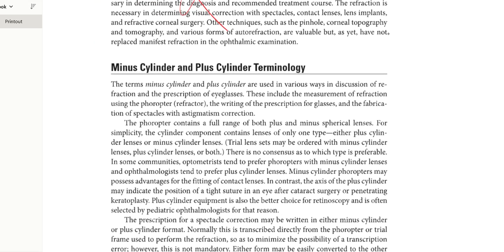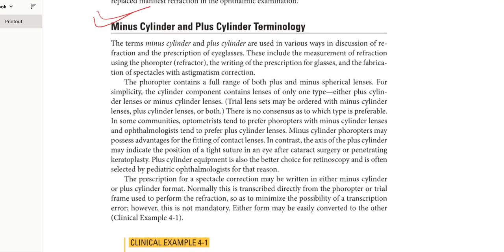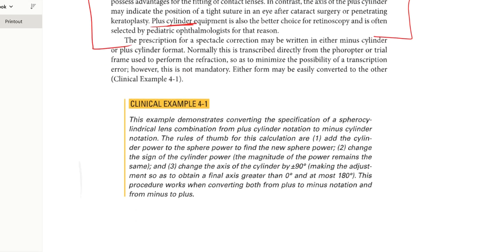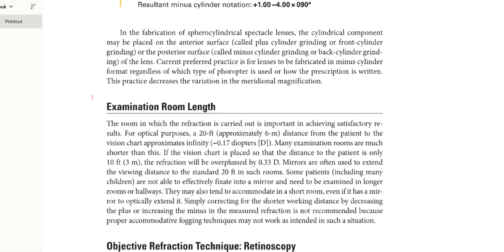Minus render and plus render terminologies are important. Here the minus render for diopters and the plus render, these are important. Examination of room length, this is important.